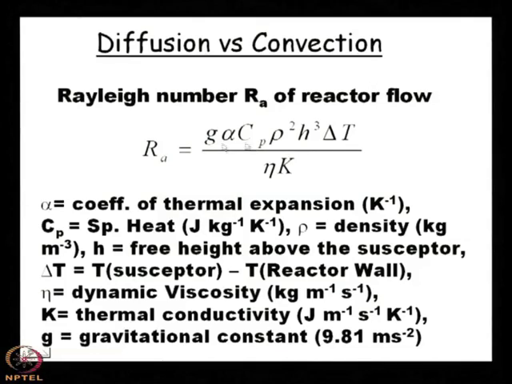And here you see that there is another important term which is the delta T. This delta T is the difference in temperature between the susceptor and the reactor wall. Okay. So, that is also important, because to keep the Rayleigh number at a particular value, delta T must also be optimized. Now, see what should be the Rayleigh number to obtain diffusion, because we do not want convection, remember. We do not want convection, because in convection you do not have any control.